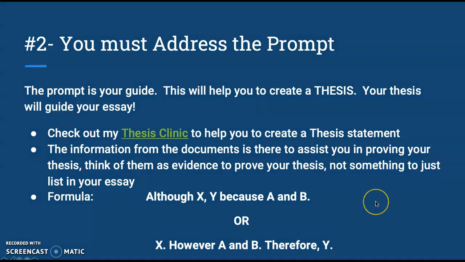All right, so the most important thing that you need to do is address the prompt. The prompt is your guide. Make sure that you understand what the prompt is asking you. You're going to use that to make a thesis.